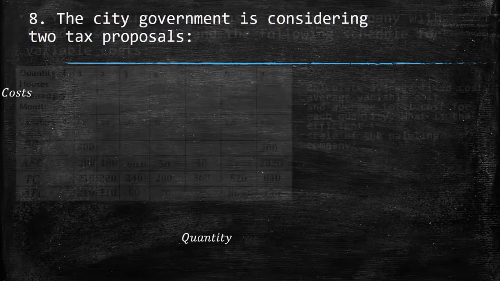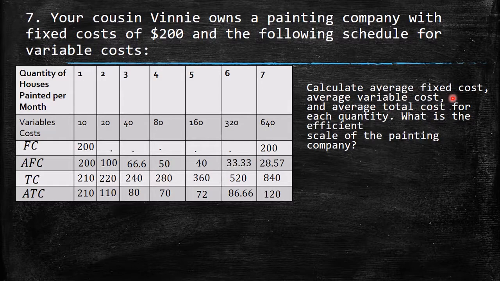So the question asks about the average fixed cost, which we already did, and the average total cost for each quantity. And the question basically is, what is the efficient scale of the painting company? When we are talking about efficiency, we need to look at the average total cost, because you need to understand at what level you produce, and the average total cost is the cost of producing each painted house. This average is going to be this one. This is the minimum average total cost that you have, and it is for 4 houses painted per month. So this is going to be the most efficient scale for your cousin.